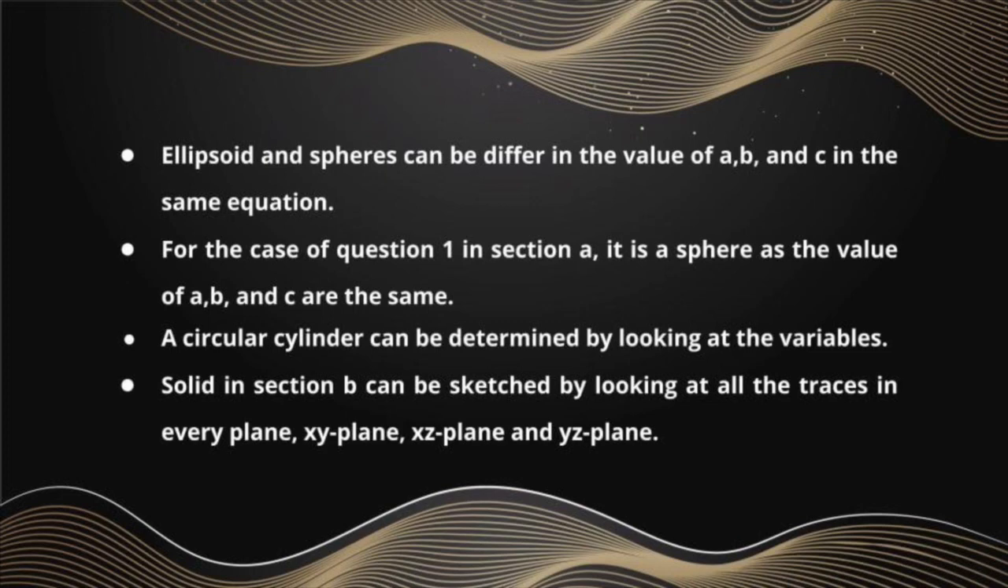A circular cylinder can be determined by looking at the variables. If one of the variables is missing from the equation, then it is a cylinder. For example, in question number 2, section A, the variable z is missing from the equation. So, z is free, thus it is a cylinder. Solids in section B can be sketched by looking at all the traces in every plane.